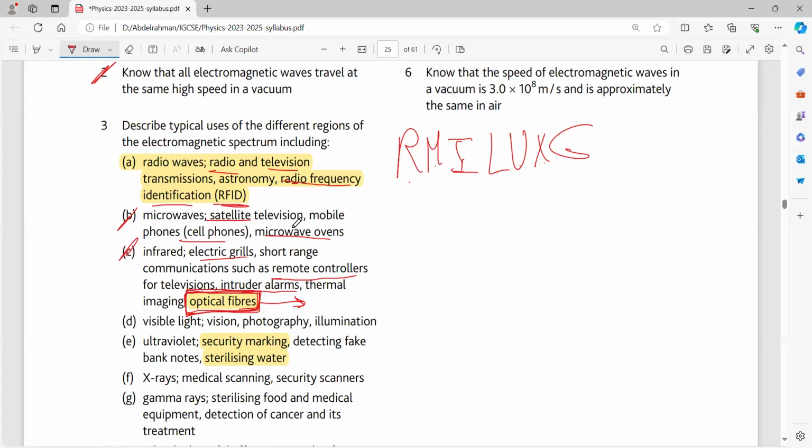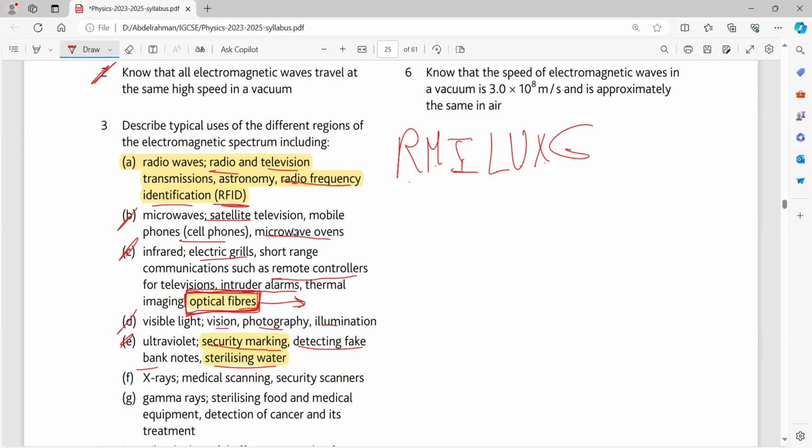Again, visible light is used for vision, photography, illumination. Then ultraviolet: security marking. What is security marking? It's such as detecting fake banknotes. Also sterilizing water, and tanning beds, which is correct. We have a lot of uses for ultraviolet radiation.